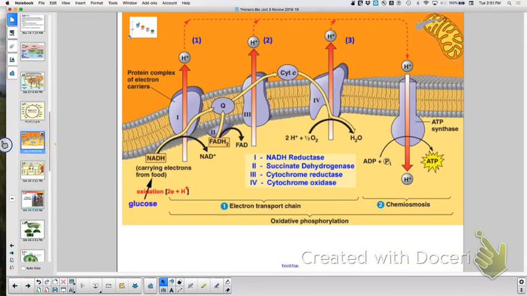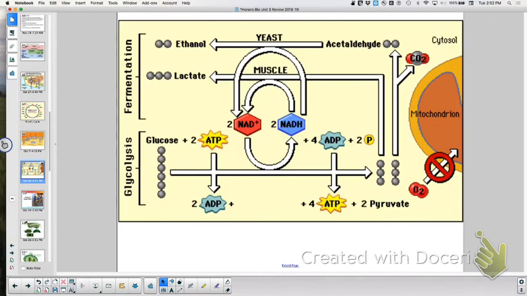Here's a picture, and like I said, I'll put all these pictures in Google Classroom, these summary pictures, so you have access to this presentation. And here's a picture of fermentation.